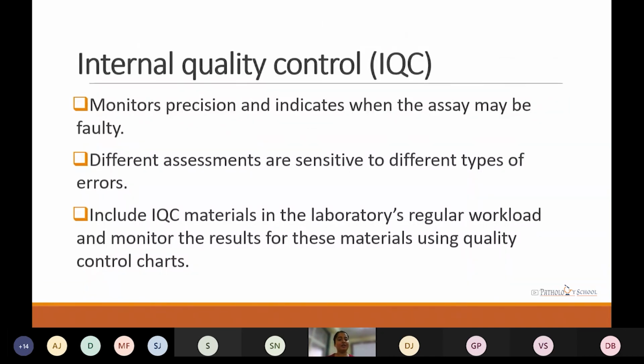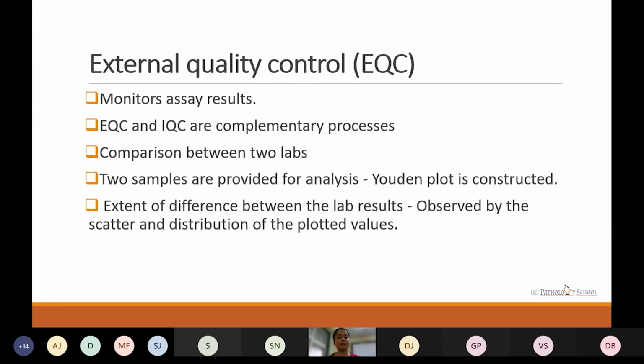Now, internal quality control will monitor the precision and it indicates when the assay may be faulty. Different assessments are sensitive to different types of errors. It will include IQC materials in the laboratory's regular workload, and it will monitor the results for these materials using some quality control charts. Then we have external quality control. It will also monitor the assay results.